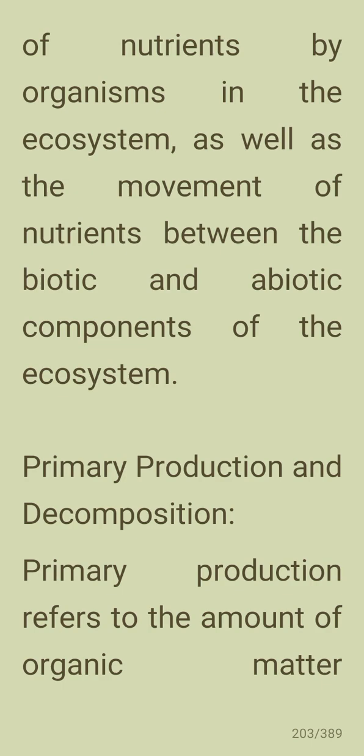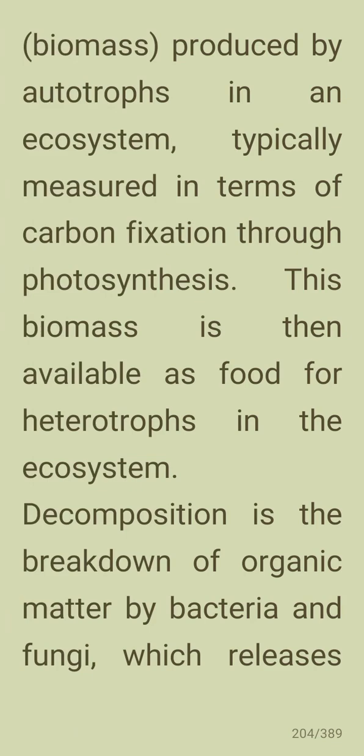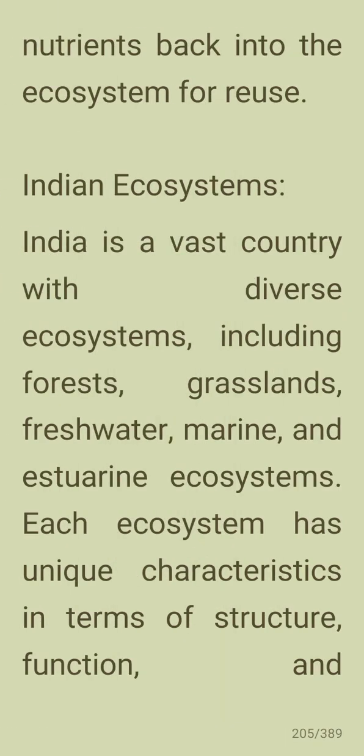Next, primary production refers to the amount of organic matter or biomass produced by autotrophs in an ecosystem, typically measured in terms of carbon fixation through photosynthesis. This biomass is then available as food for heterotrophs in the ecosystem. So decomposition is the breakdown of organic matter by bacteria and fungi, which releases nutrients back into the ecosystem for reuse.